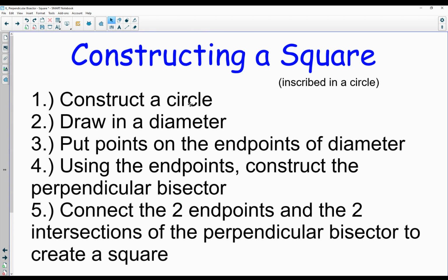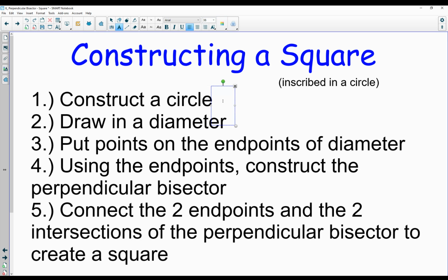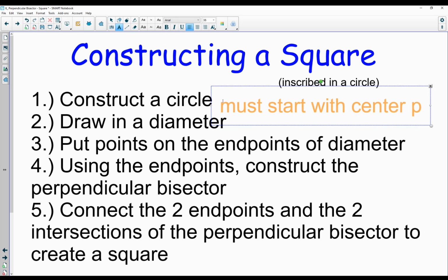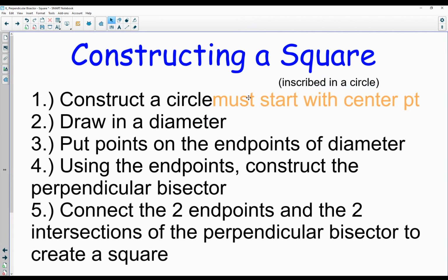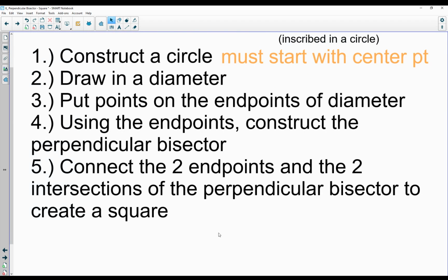So you constructed yourself a circle. Make sure, I'm going to kind of put here, must start with the center point. Then you draw in your diameter. You put the endpoints or put the points on the end of the diameter. You use the endpoints to construct the perpendicular bisector. Connect the two endpoints and the two intersections of the perpendicular bisector, and you've created yourself a square.